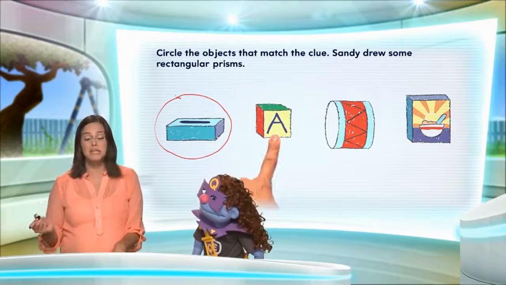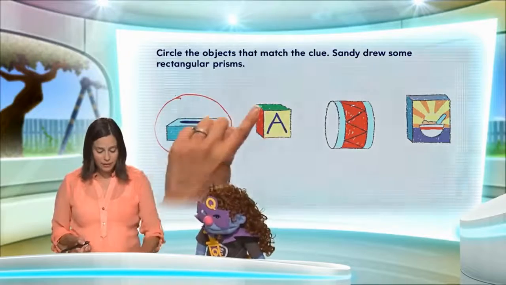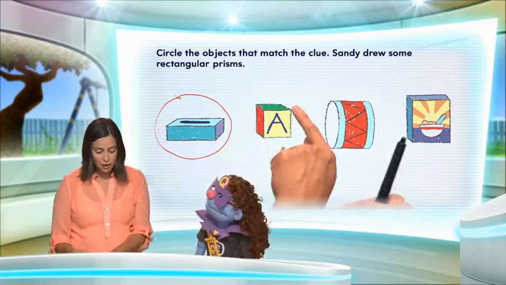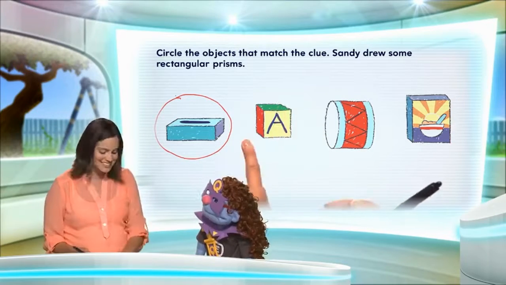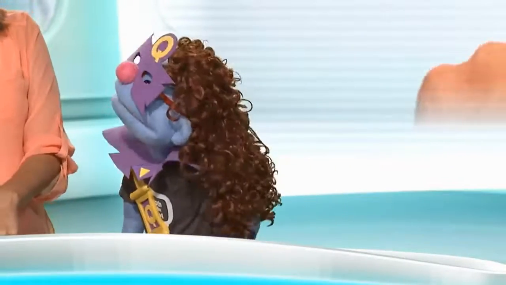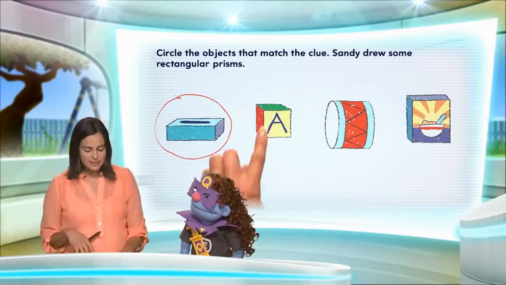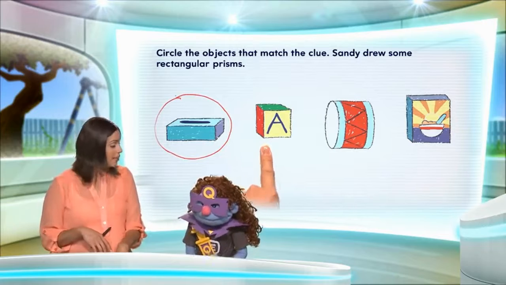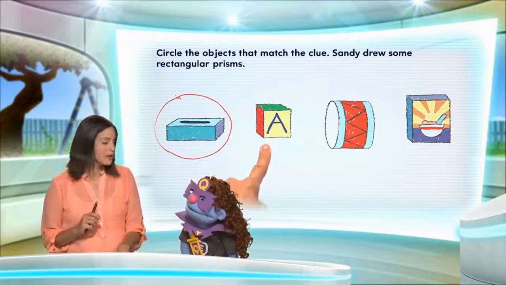Next, we have a block. Let's count the surfaces again. We have 1, 2, the back one is 3, 4 on the side, 5 on top, and 6 on the bottom. So we have 6 flat surfaces. Now, notice that each surface is a square. That means that the block is a cube.